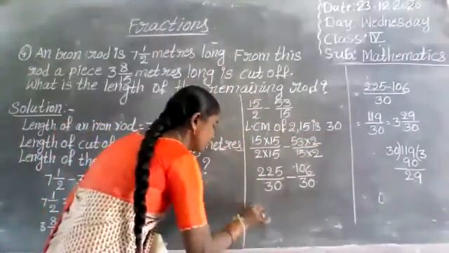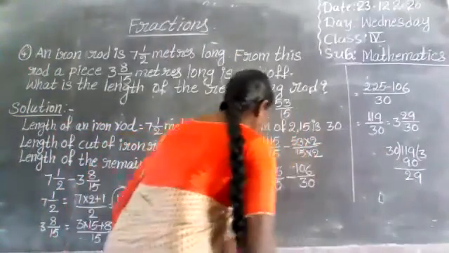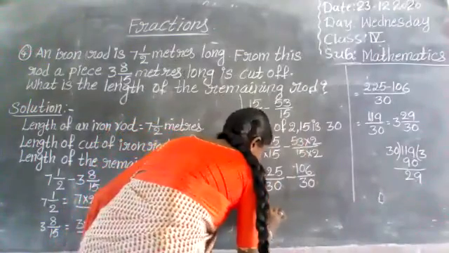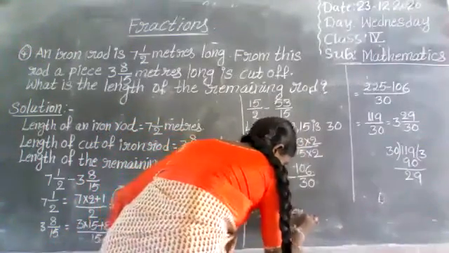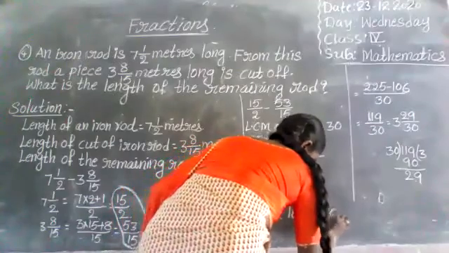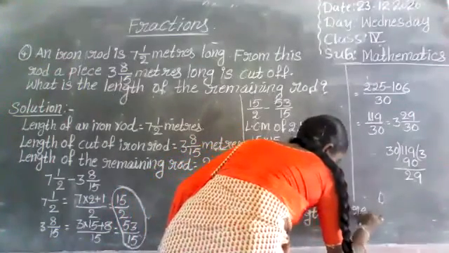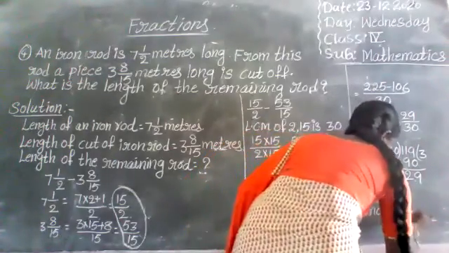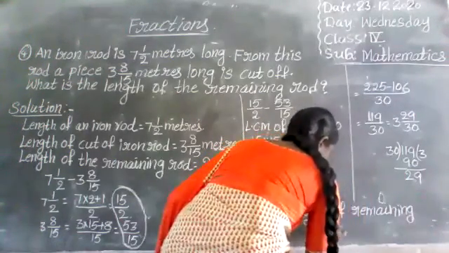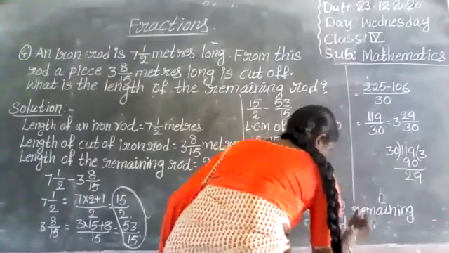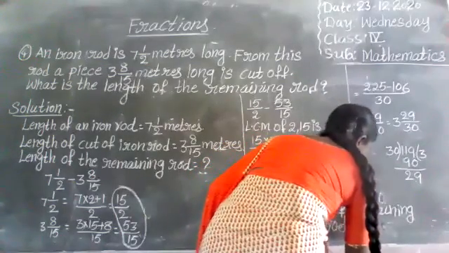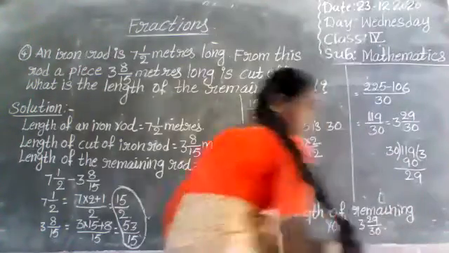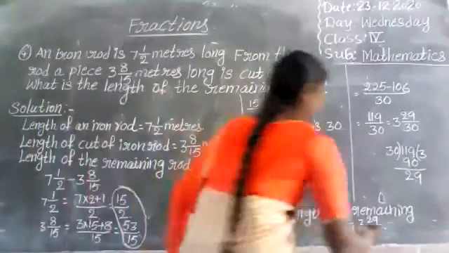Last confirmation there. What is the confirmation? The length of the remaining rod, remaining iron rod. 3 whole 29 by 30. This is the answer, in meters.